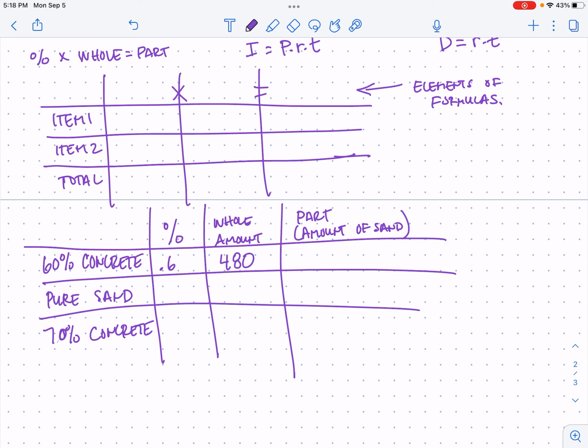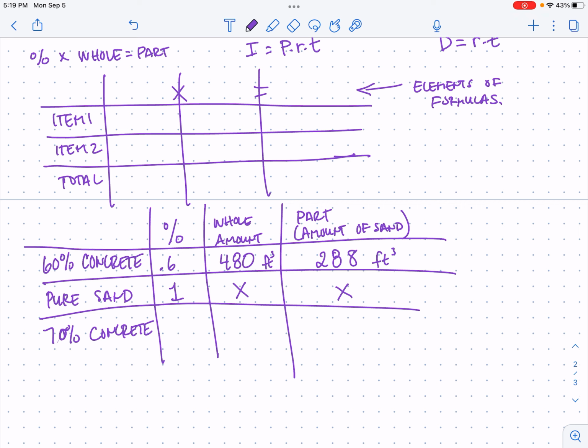Right. Our formula tells us that if we multiply those across, we are going to get the amount of sand. And so when we multiply across, what does that give us? 288, and this was in cubic feet, so now we know we have 288 cubic feet of sand contained within that concrete mixture. The pure sand is 100% sand, so we're going to put a 1 here, but we don't know how much of it we're mixing. That's the question. So when we multiply those two together, we just get X.